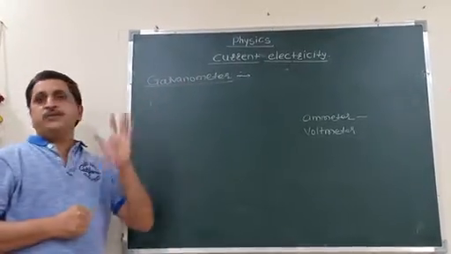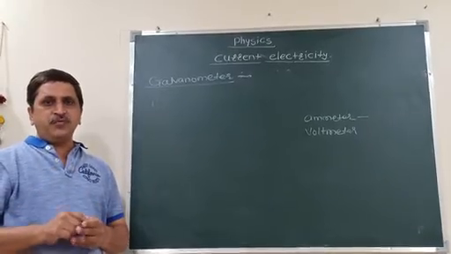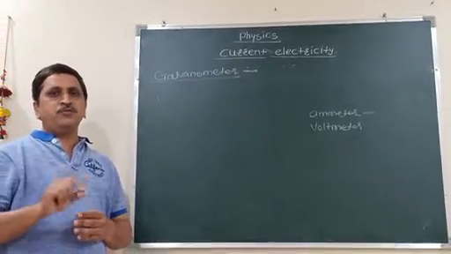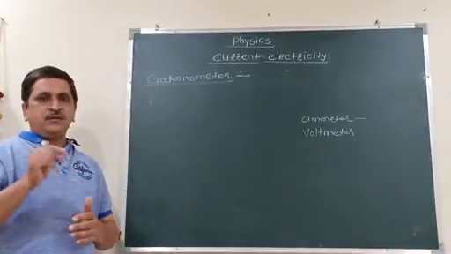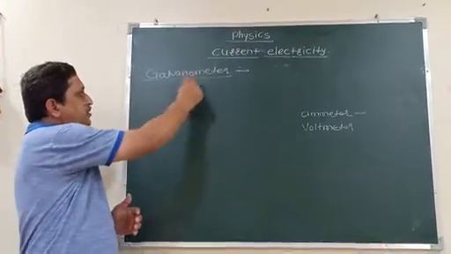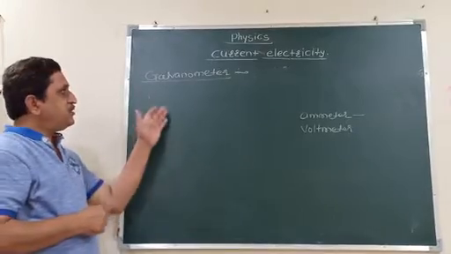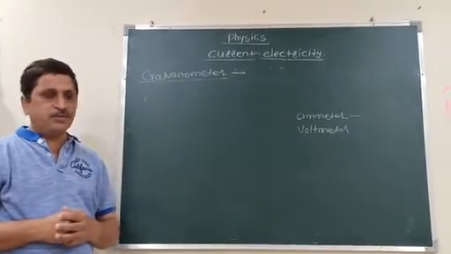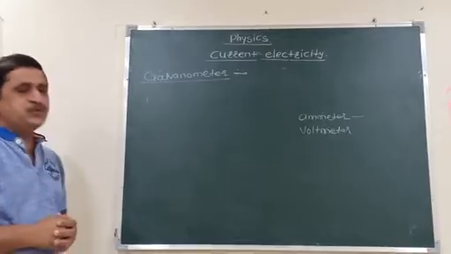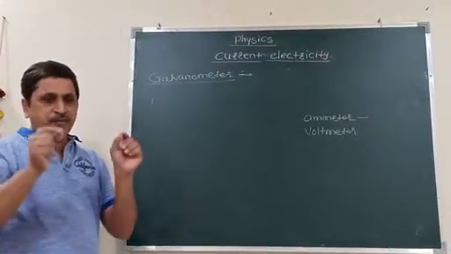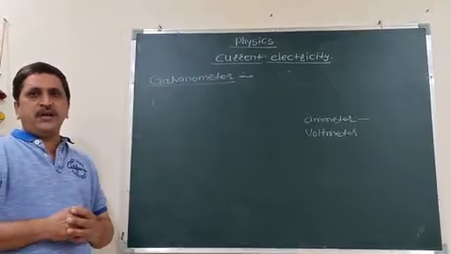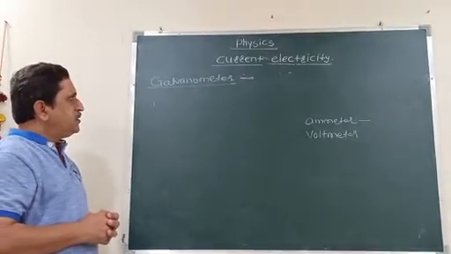Number 2, we can use galvanometer for the measurement of a very small amount of current flowing through the circuit. And third one, we can use galvanometer for the measurement of small potential difference between any 2 points of the wire in an electric circuit.